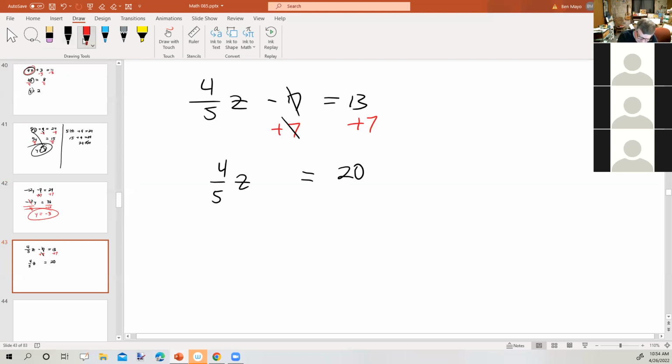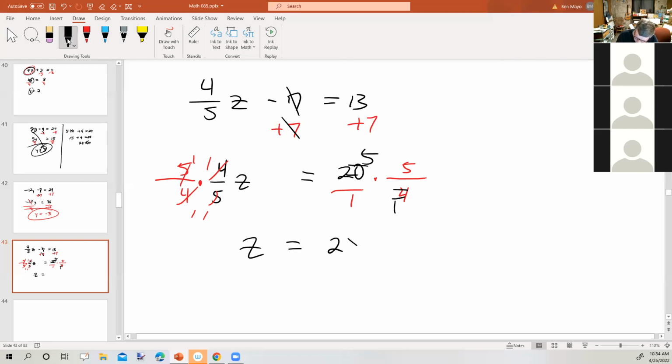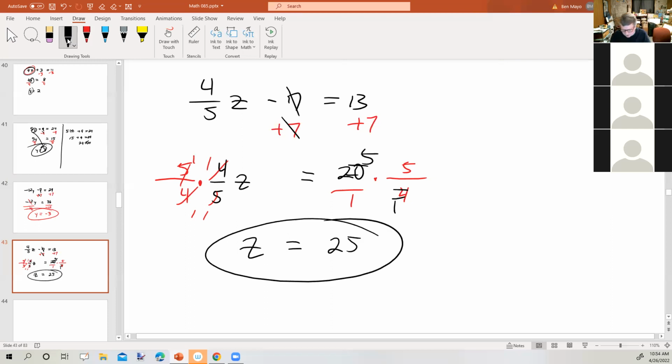Now we're going to isolate the variable. Since the coefficient is a fraction, we'll multiply both sides by its reciprocal. And if you need to put the 20 over the 1, just to remind you what's going on, that's fine. On the left side, the 4s and the 5s are reduced down to 1s. 1 times z is just z. On the right side, 20 over 4 is 5 over 1. 5 times 5 is 25. Z equals 25.